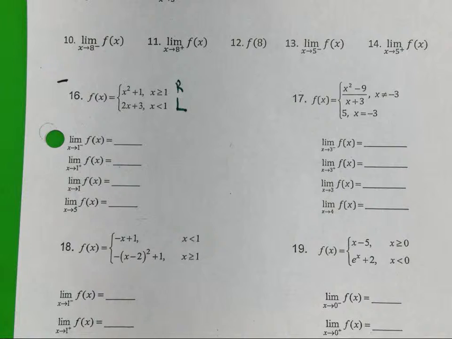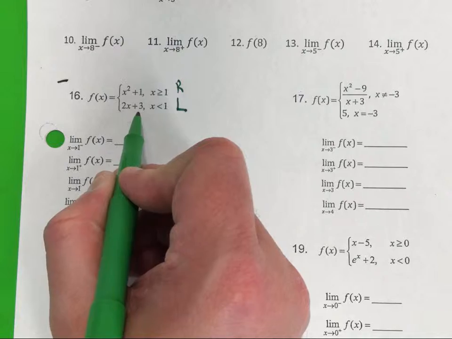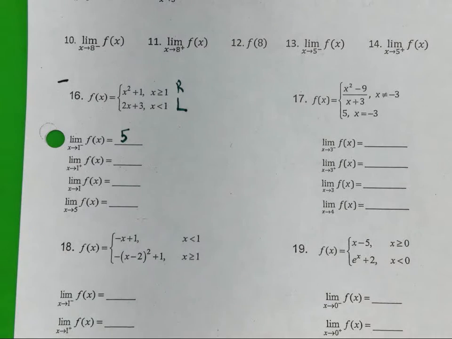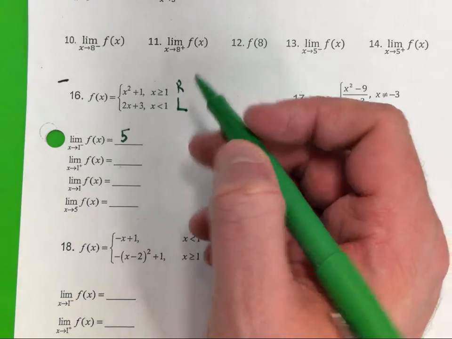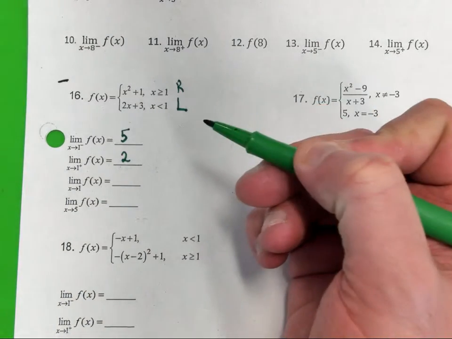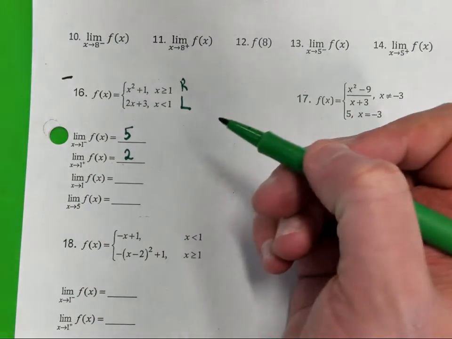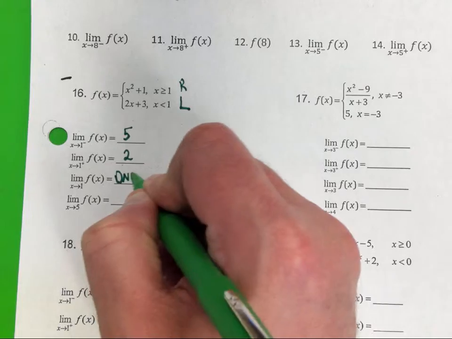So which one of those pieces are you going to plug that 1 in? The bottom, do you see that? What's 2 times 1, plus 3? 5. What type of discontinuity is this? Jump, okay. All right, the limit as x approaches 1 from the right. Which one would you plug that in? 1 squared is? 1 plus 1 is? 2. That's your one-sided. Now they ask you for the two-sided. Are these the same value? So what would you put here? Does not exist.